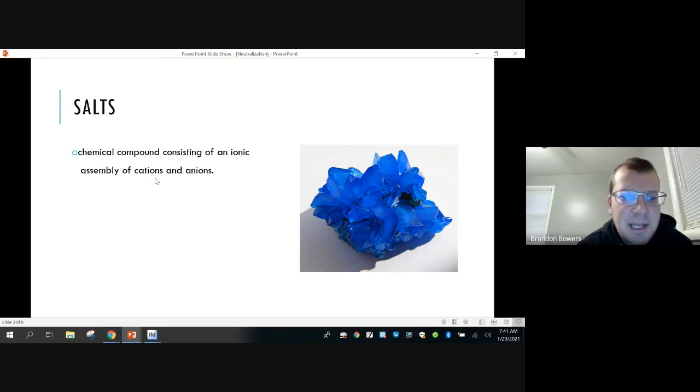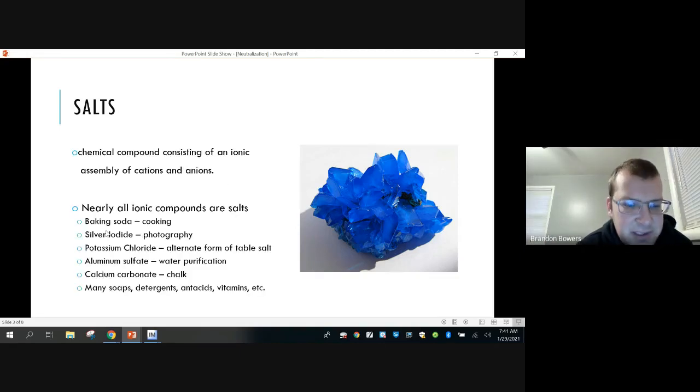Baking soda is a salt. Silver iodide, which can be used in photography, is a salt. Chalk is a form of salt. Calcium chloride that's used on roads is a salt. There are so many different types of salts.